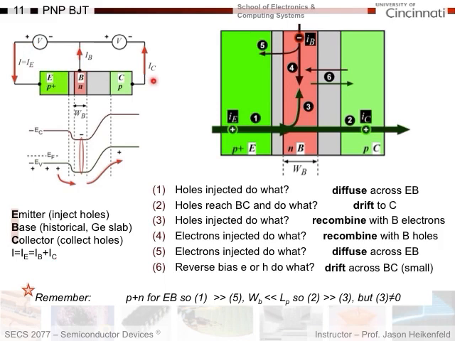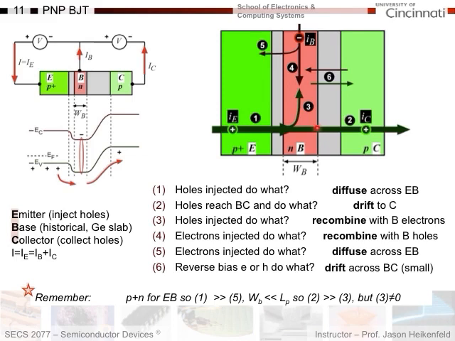Okay? So, let's look at this diagram and see if we can make sense of everything that's happening here. First, let's look at current component number 1 right here. These holes are injected by diffusion. And what are they going to do? Okay, so my question is for you, what are they going to do? Well, these holes are going to diffuse across the emitter base. So I inject these holes here. They will diffuse across the emitter base because I have an excess of concentration here, reverse bias diode, zero concentration here, concentration gradient, diffusion, right?